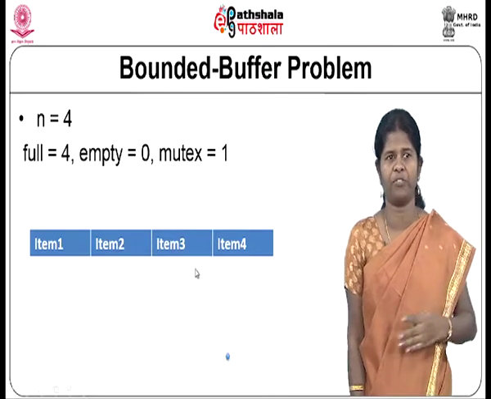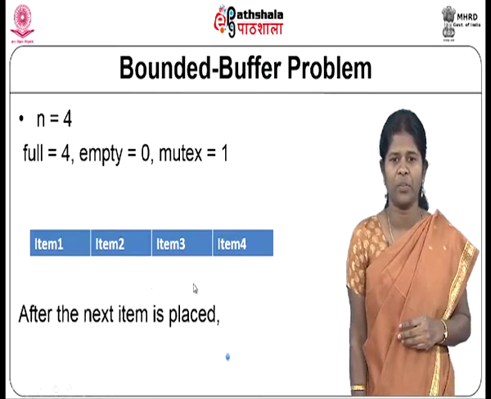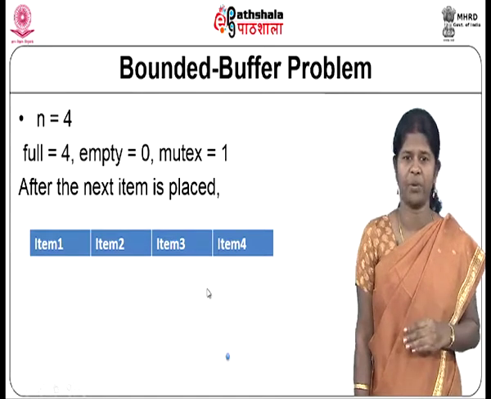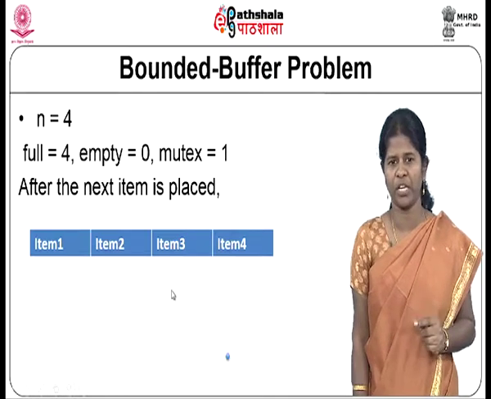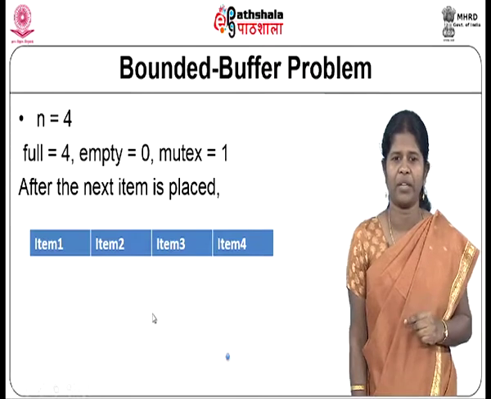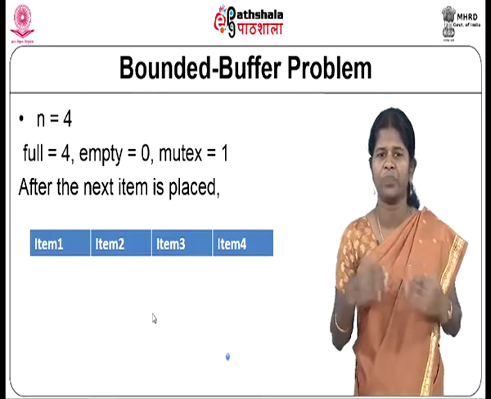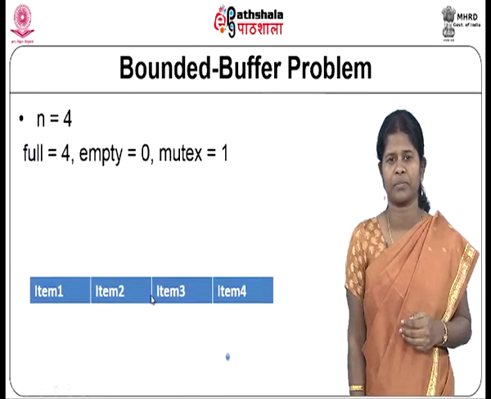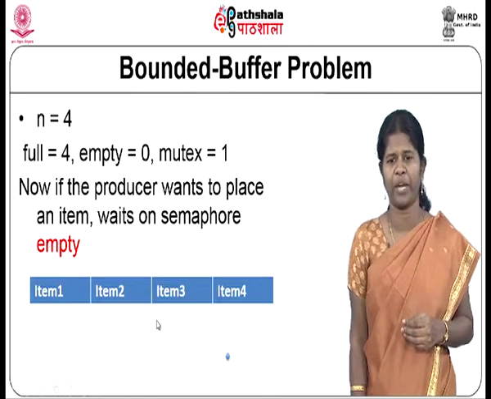After all the buffers are full, if the producer wants to place another item, we will see what happens. The producer has to wait on empty, then wait on mutex, then place an item. If it tries to execute wait of empty, it will find that the value of empty is 0. So, the producer will wait on the semaphore empty. Unless the value of empty is incremented, this producer cannot continue, it will keep on waiting on semaphore empty. So, we see that the producer waits on semaphore empty.